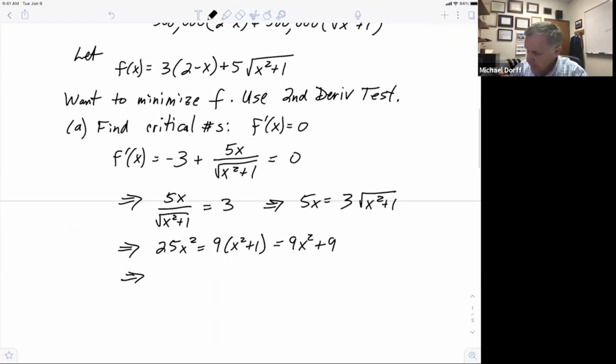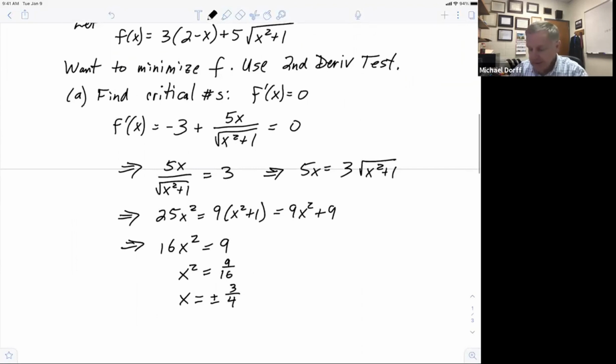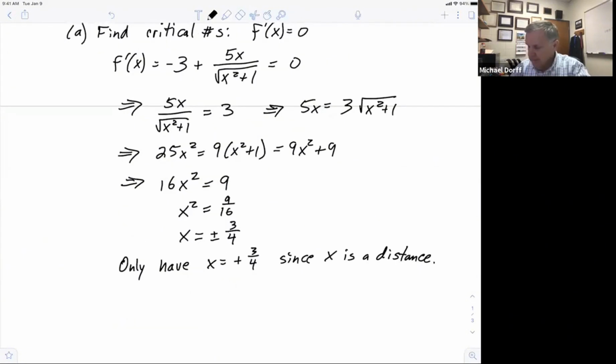So simply, bringing the x squares to the one side, I get 16x squared equals 9, or x squared equals 9/16. And taking the square root of both sides, I get plus or minus 3/4. But since we're dealing with distances, x is the distance, we only have x equals positive 3/4, since x is a distance. Now, that's my critical number there. Now I need to take the second derivative. So let's look at the second derivative here.